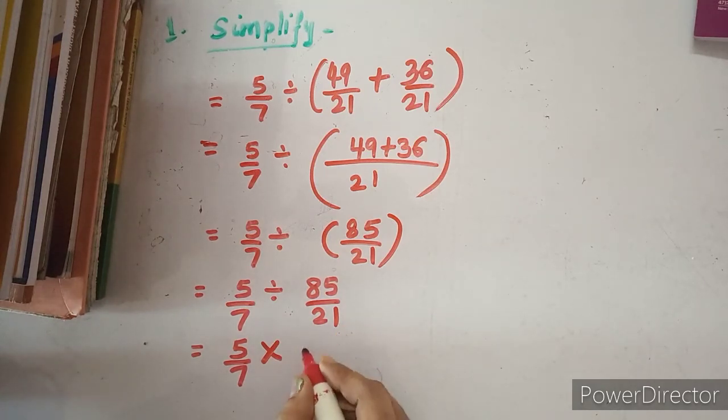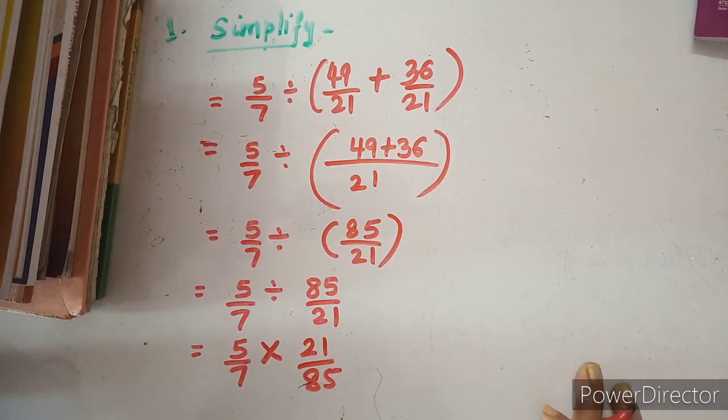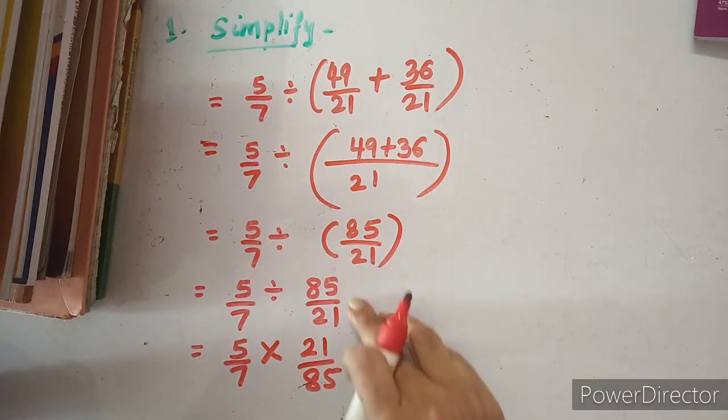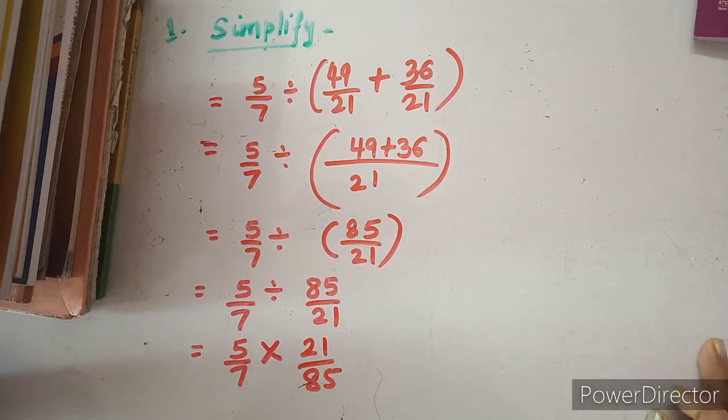So here you have to write 21 upon 85, as you have changed the sign from division to multiplication. You have the rule to write the reciprocal of the next number. Okay, so you have written the reciprocal of 85 upon 21, that is 21 upon 85.